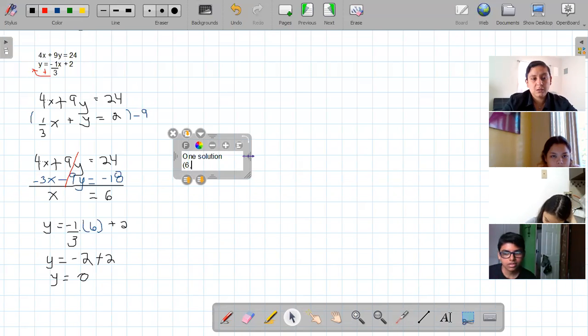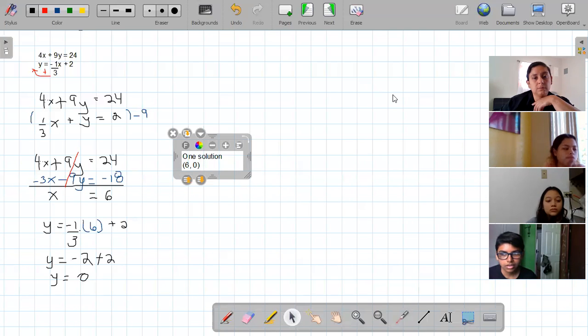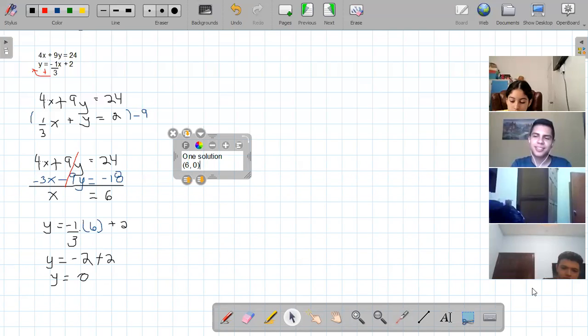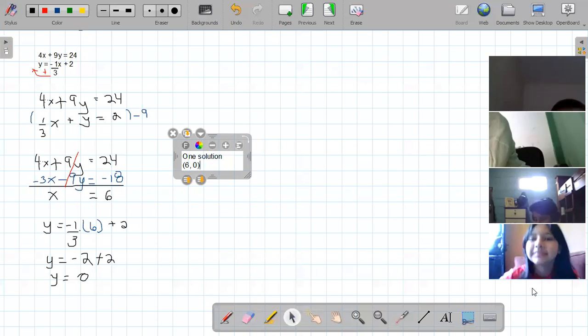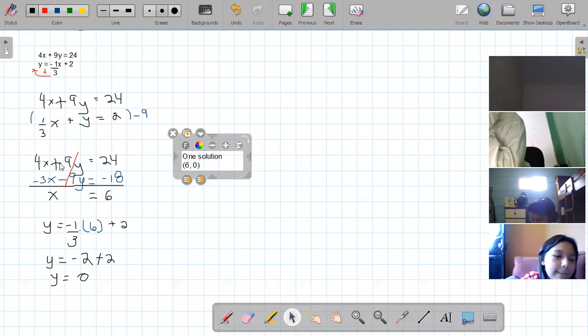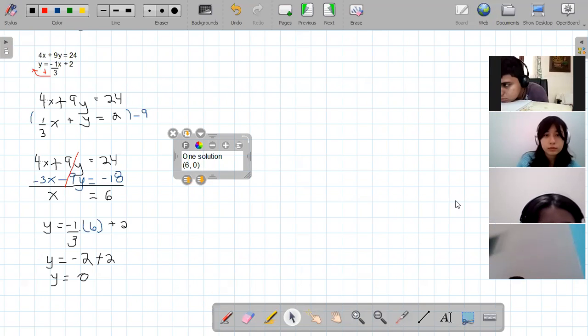What is my solution? 6, 0. And if this was being graphed, what type of point would that be? Where would it be graphed? On the x-axis. So this is the x-intercept, okay? This will be a point on top of the x-axis. It will be an x-intercept, okay? So very good. This is the topic.